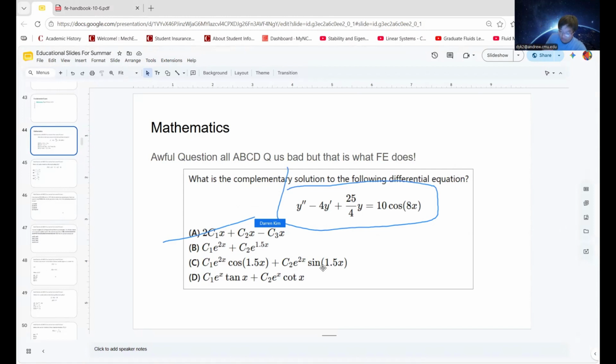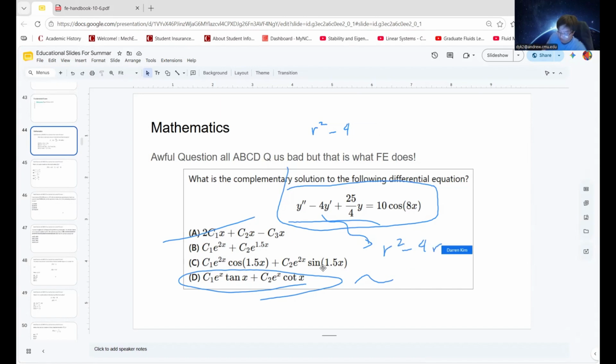We already know that A is wrong because there's a second order ODE, which means that the solution has to have e, right? And second of all, this one looks suspicious to me, because that doesn't look right, but we can't really negate that yet. What we'll do instead is make the auxiliary equation, which is r squared minus 4r plus 25 divided by 4.